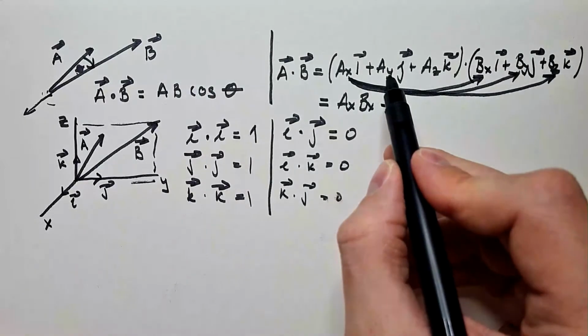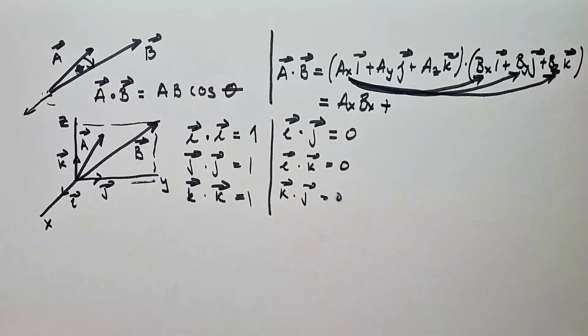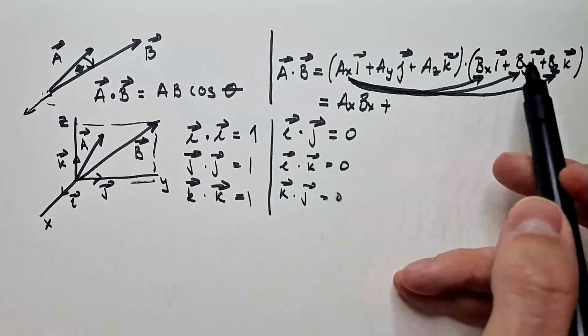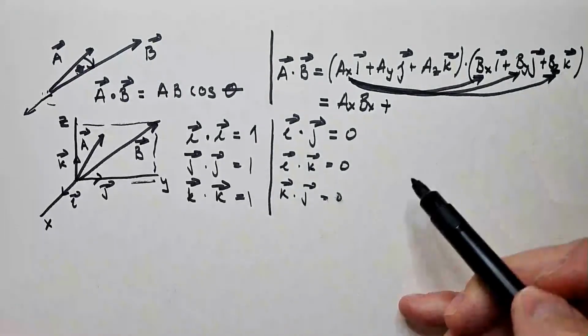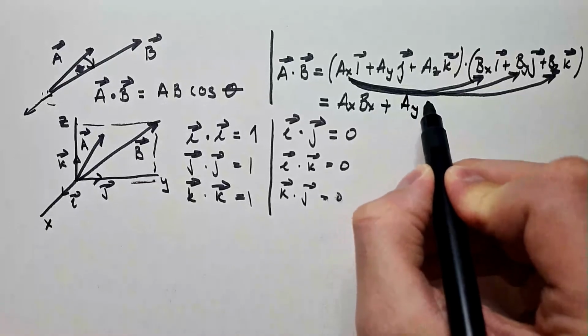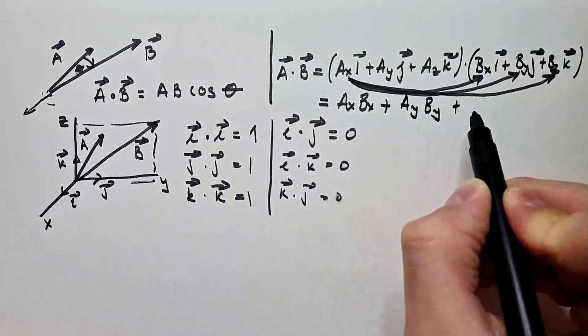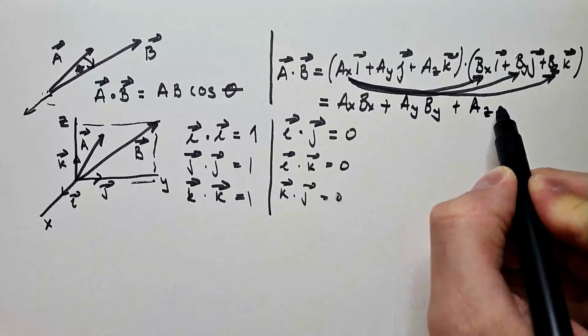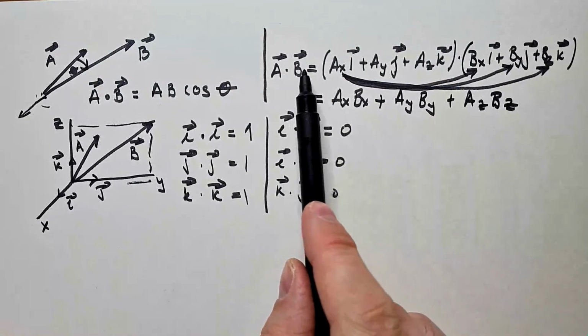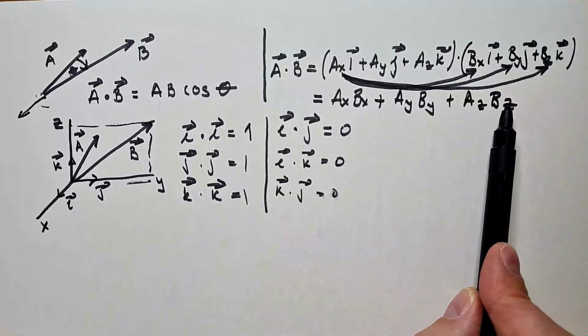So plus, I will do the same here. And hopefully you can see that the only terms that survive are the same terms, j, j, k, k in this case. So it would be a_y b_y plus a_z b_z. And this is how we perform dot product between vectors if we have components.